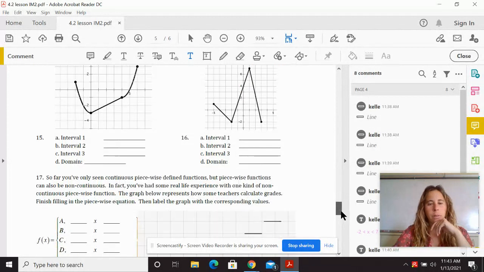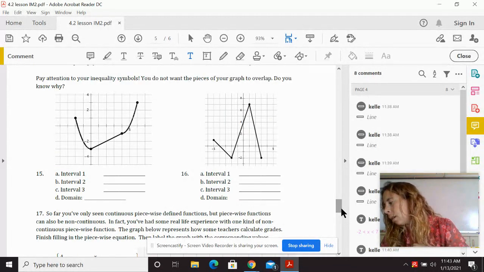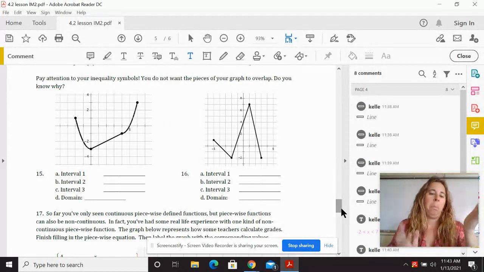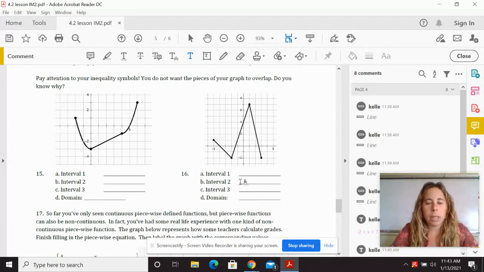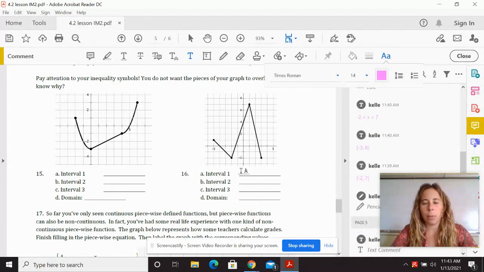So I'll do 15. Does it matter? I don't think it matters. I'll do number 16 just to jump around. So number 16, interval 1, 2, and 3. And then we're going to write the domain of the entire thing. So interval 1, that's this guy. What is the interval for this one? Where does it start? Start with that. Where does it start?